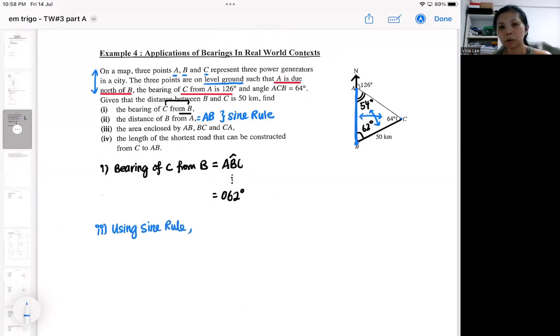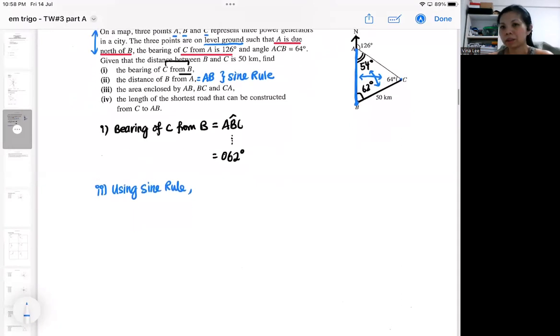Usually if I use the sine rule, I will start off with the length that I'm interested in first, or the angle that I'm interested in first. So I'm interested in AB. AB is opposite 64. Then I've already got 54. The angle 54 is opposite 50 kilometers. So work it out. You'll see what you get.